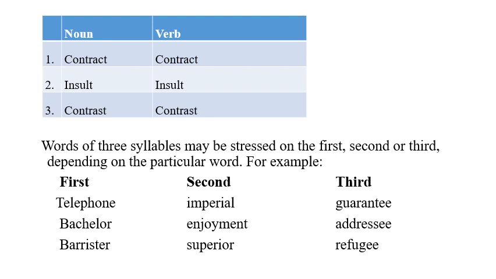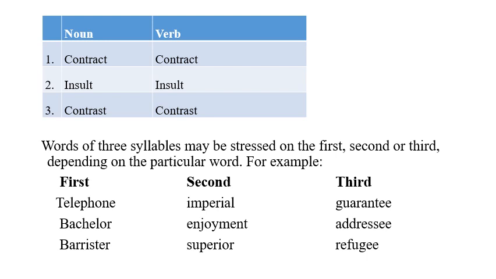For example, here are some words where the first syllable takes the stress: telephone, bachelor, barrister. In this case, the first syllable takes the stress. But in another group of words, stress is on the second: imperial, enjoyment, superior. So you can see that in this group of words, the second syllable takes the stress.